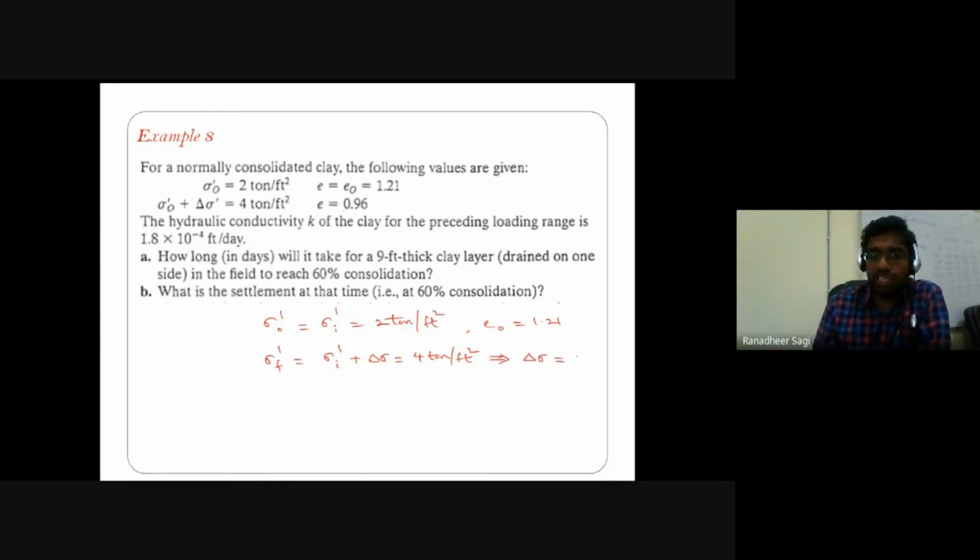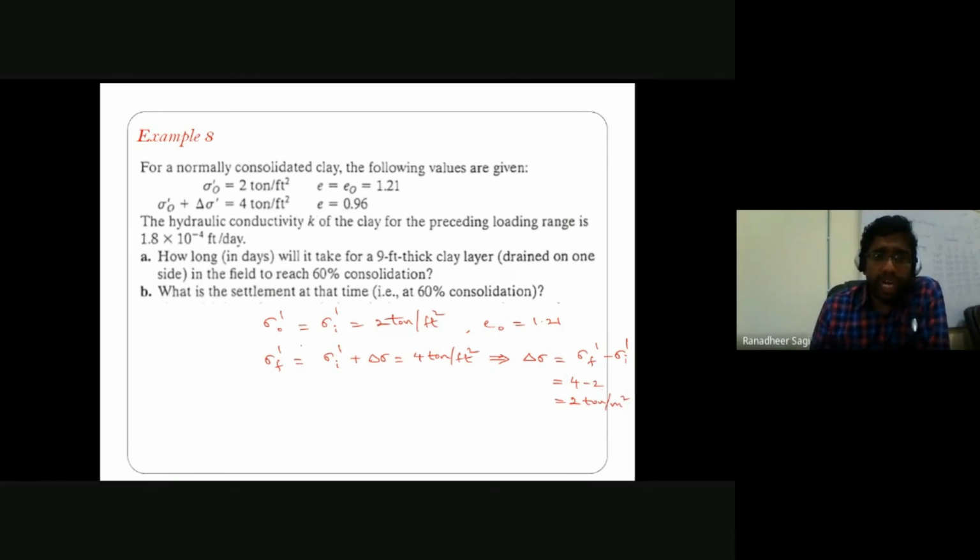Increment in stress at the center of the clay layer is your final effective stress minus your initial effective stress, which is 4 minus 2, equal to 2 ton per meter square. I need not calculate this here, but at some place it is going to be helpful for us. I'll just tell you where.